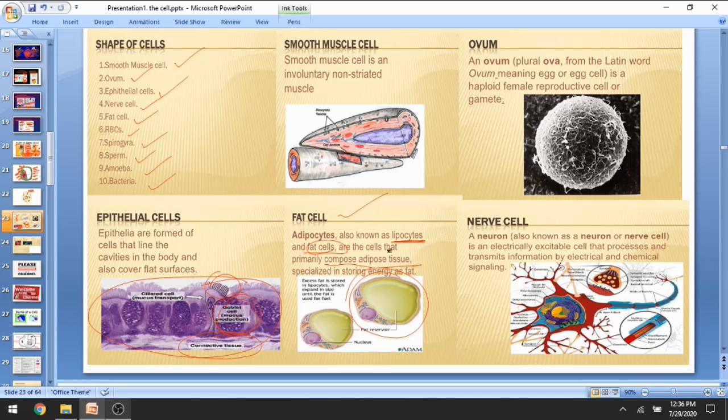Adipose tissues are made up of fat cells and specialized in storing energy as fat. Whenever your body is lacking energy, these fats convert themselves into energy and act as an emergency energy currency, an emergency bag. They convert their stored fat into energy and provide energy to your body.